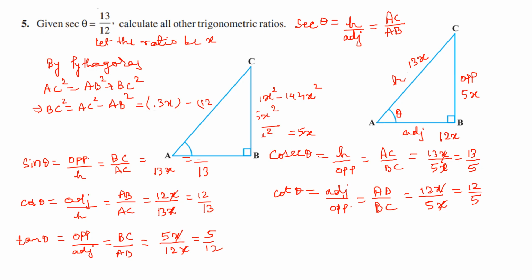So you can see that these are very simple questions. If this type of question comes in the exam, you can easily score marks. Just follow the steps. You should remember sine theta is opposite by hypotenuse, cos theta is adjacent by hypotenuse. All these things you have to remember. Now moving to question number 6.